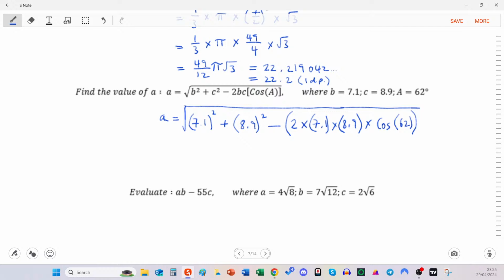Alright, so this is the brackets enough to make it clear. And what we're looking for is a calculator to be in degree mode. So you should see a little D symbol at the top of the calculator. And that is essential here, because we're using cosine, which is trigonometry. So we're going to need that to be correct. Otherwise we'll get the wrong values.